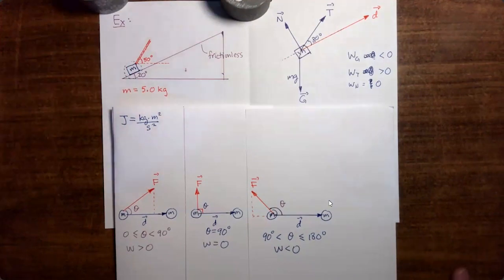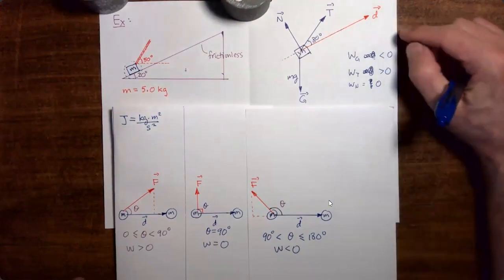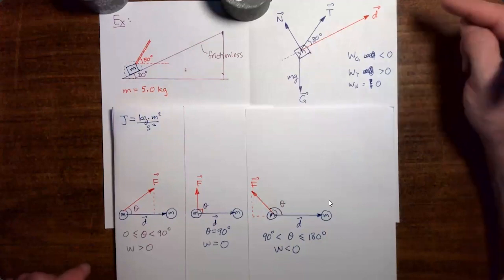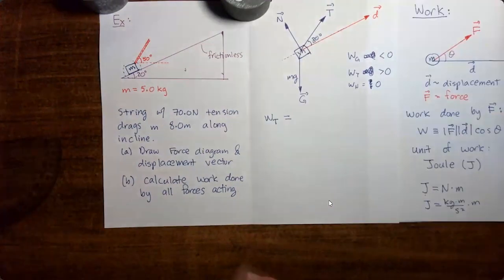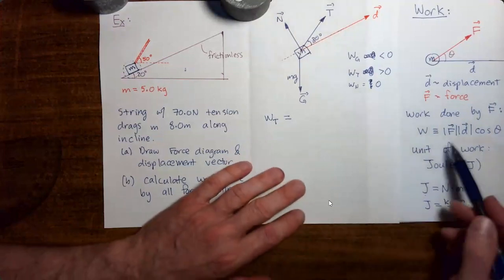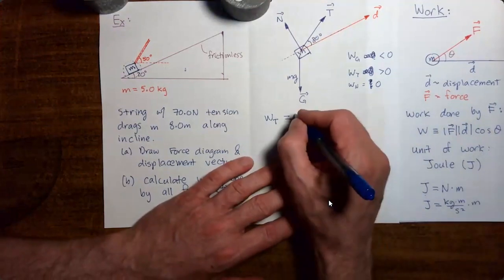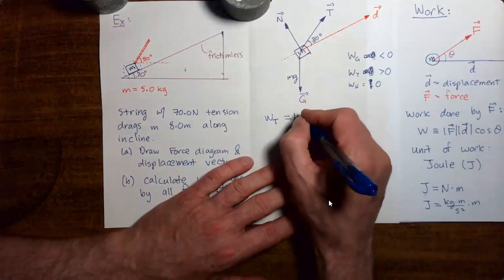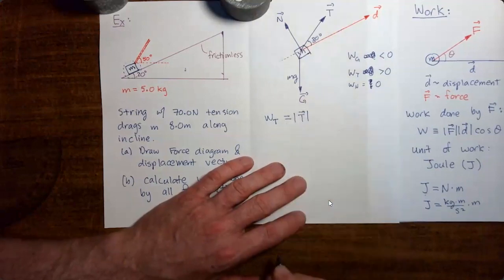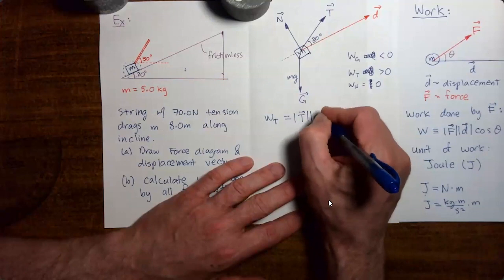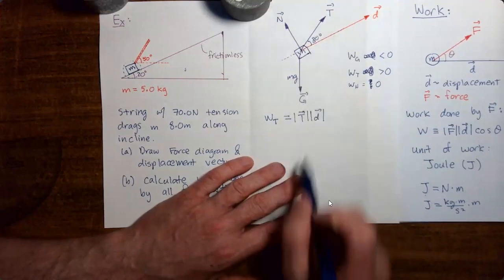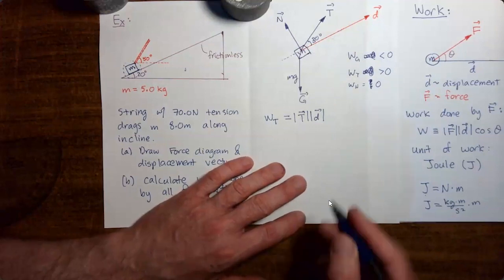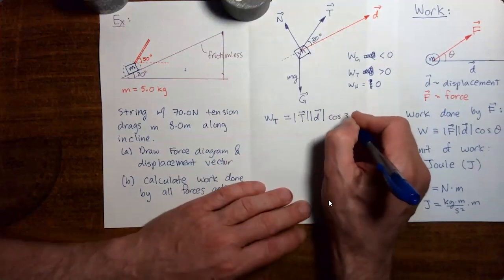Now, let's proceed with the calculations. Maybe I'll get this started by going through the calculation of work done by tension, and then maybe you'll try the other two on your own before rejoining the video. So work done by tension, I'm going to use the general formula for work over here. The work done by a force is the magnitude of the force, and in this case, that would be the magnitude of the tension force, times the magnitude of the displacement, and then times the cosine of the angle between the force vector and the displacement vector, in this case 30 degrees.